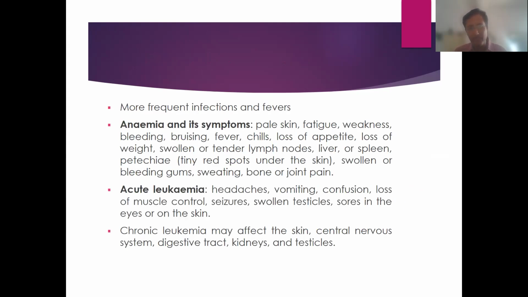Anemia and its symptoms, that we will see: pain, pale skin, fatigue, bleeding, bruising, loss of appetite, swollen lymph nodes, liver, and fatigue, swelling, bleeding, sweating, joint pain. But what are the symptoms of leukemia? Headache, vomiting, confusion, muscle and joint pain, seizures, swollen testicles, sores. What are the chronic leukemia symptoms? We are seeing them in the skin, central nervous system, digestive tract, and in the testicle.